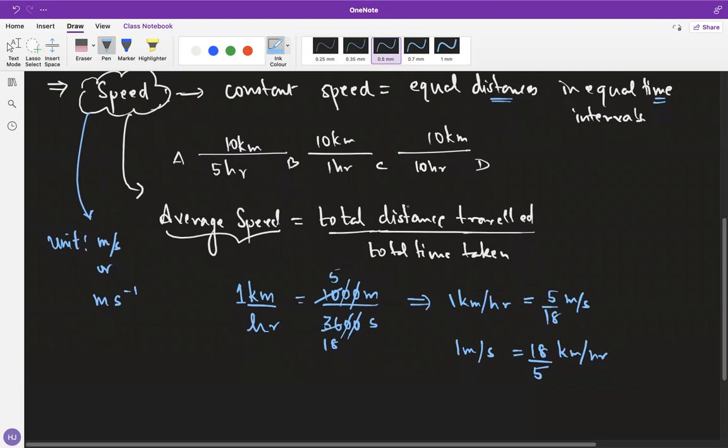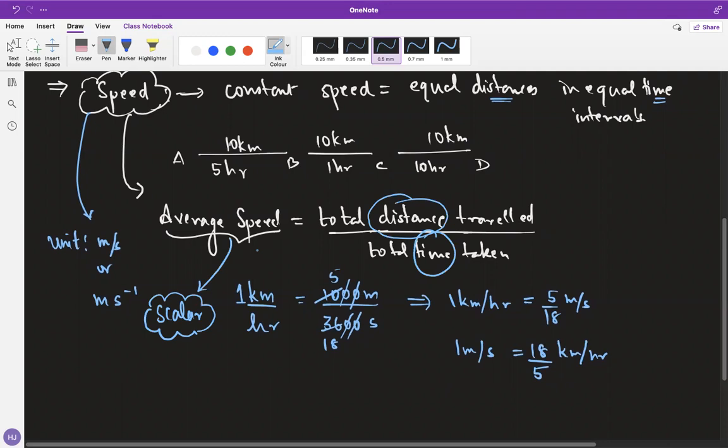As we see, speed is dependent on distance, which is a scalar quantity, and time, which is also scalar. We therefore define speed to be a scalar quantity, which means it depends only on the magnitude and the unit. No direction is essential for mentioning the information of speed.